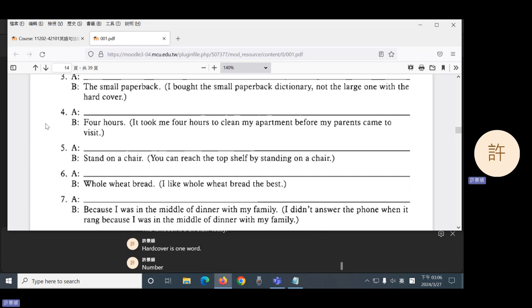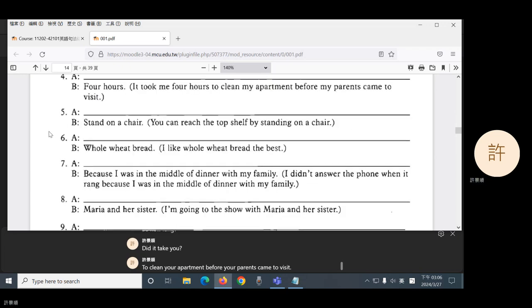Number three, asking about a length of time. So how long did it take you to clean your apartment before your parents came to visit? Number five, stand on a chair. This is a method. So the question word is how. How can I reach the top shelf?